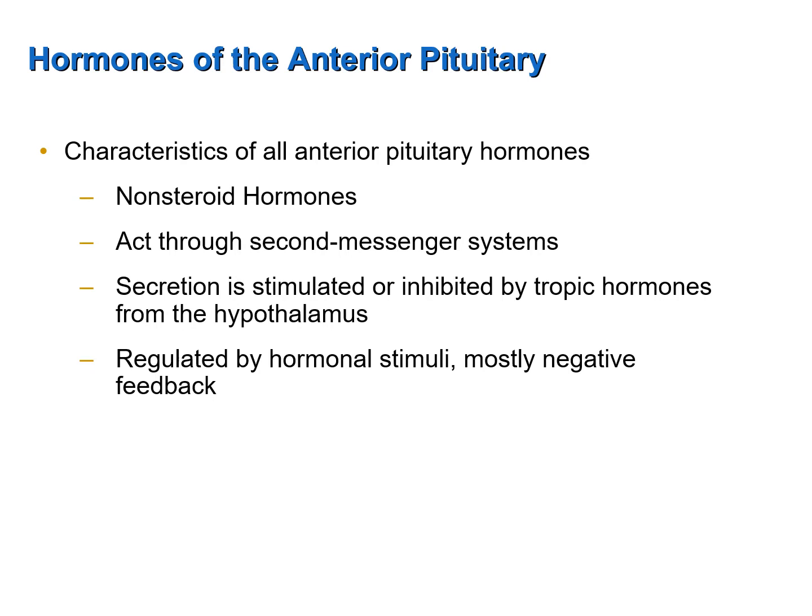So when you're completing your hormones and properties table, really the only differences among these 6 anterior pituitary hormones is the target tissue and what it does. For all the other characteristics, chemistry, mechanism of action, regulation, they're all the same.